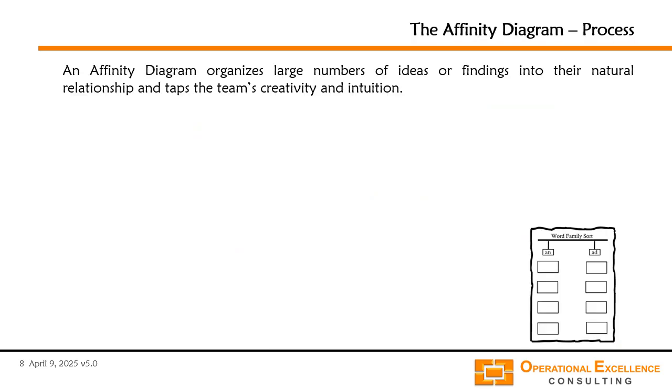If the problem you are trying to solve, or the improvements you are trying to make, is not related to one specific process, but rather the result of multiple processes, like for example improving employee satisfaction or employee engagement, the affinity diagram together with the interrelationship diagram are a great approach to identify all the possible causes and then the most likely causes of the problem. An affinity diagram organizes a large number of ideas or possible causes into their natural relationships, and taps into the team's creativity and intuition.